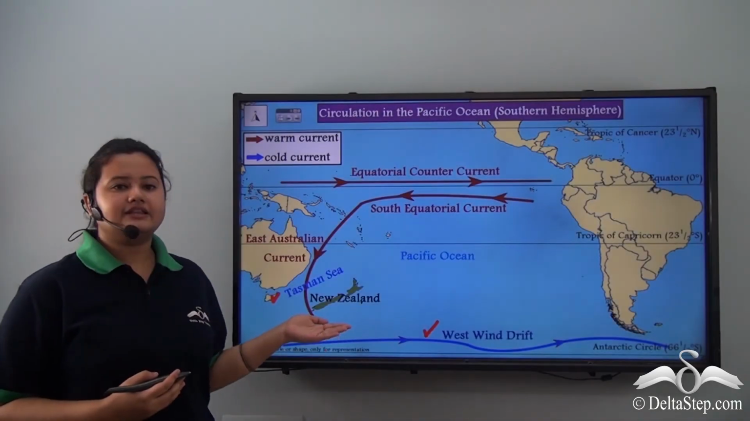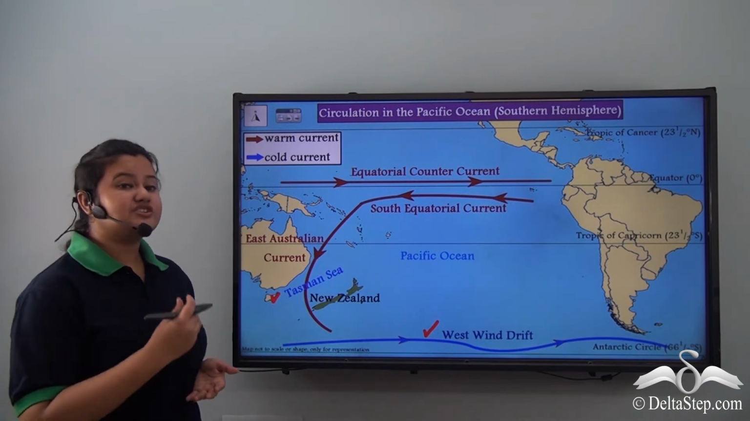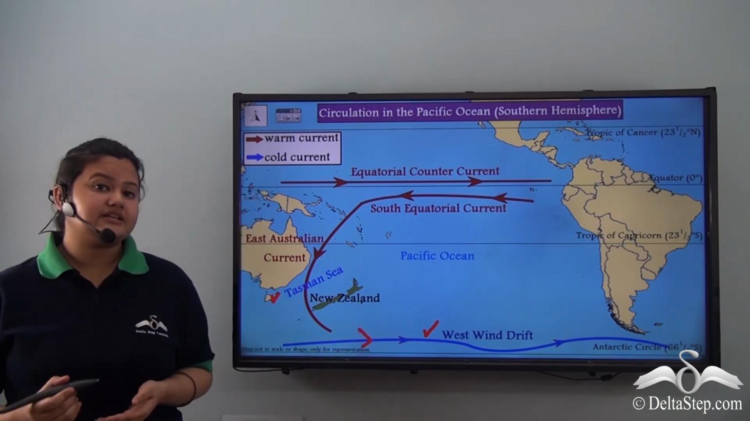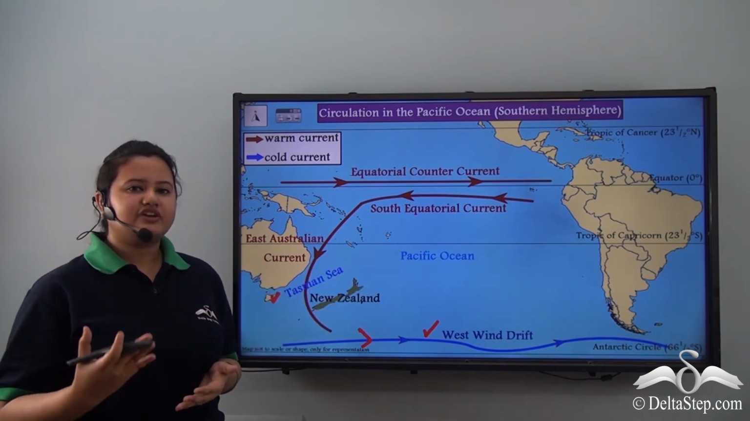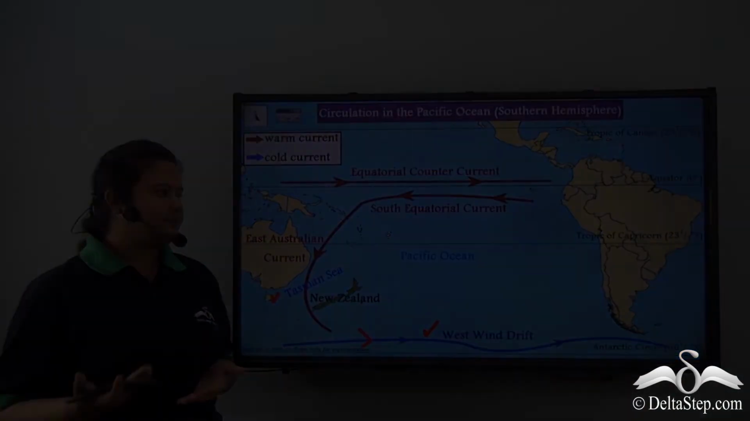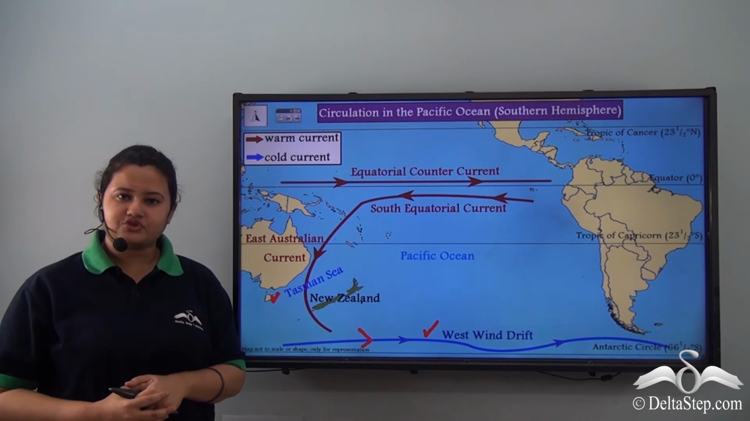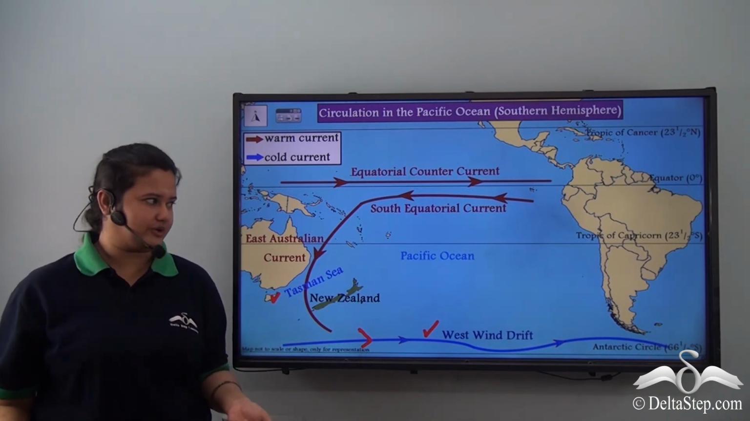You can see in the image that the west wind drift almost flows in a straight line from west to east. Now why does it flow straight? Unlike other ocean currents, the west wind drift flows straight because there is no landmass in the Southern Ocean to obstruct its flow or to obstruct its path. Therefore, there is no deflection.